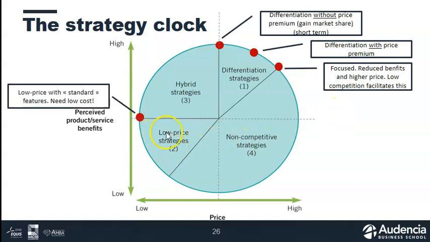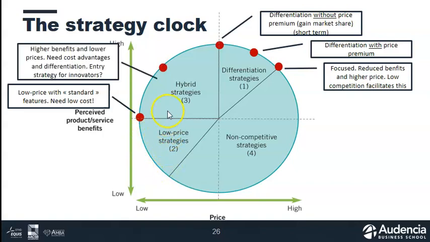A low price strategy range would push us down here, where we have a clear low price and average benefits. This is low price with standard features. This is the proximity type of positioning we've seen before.